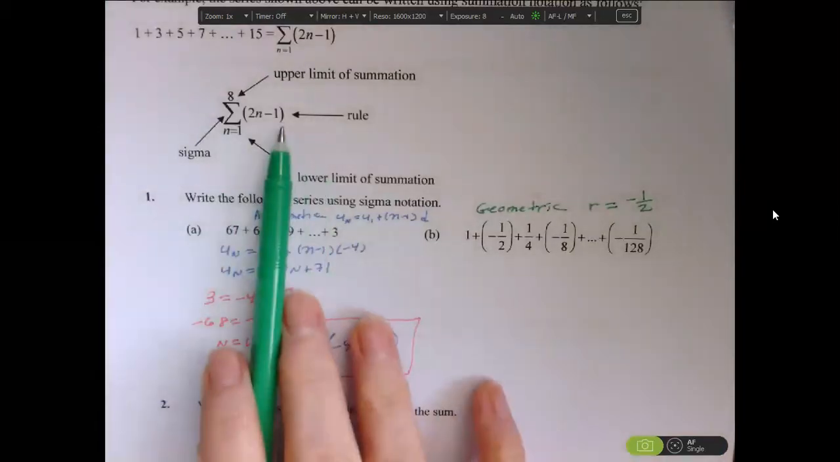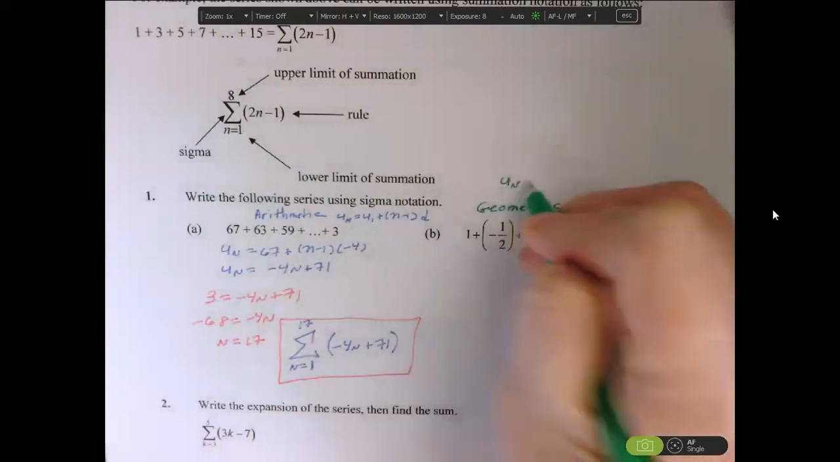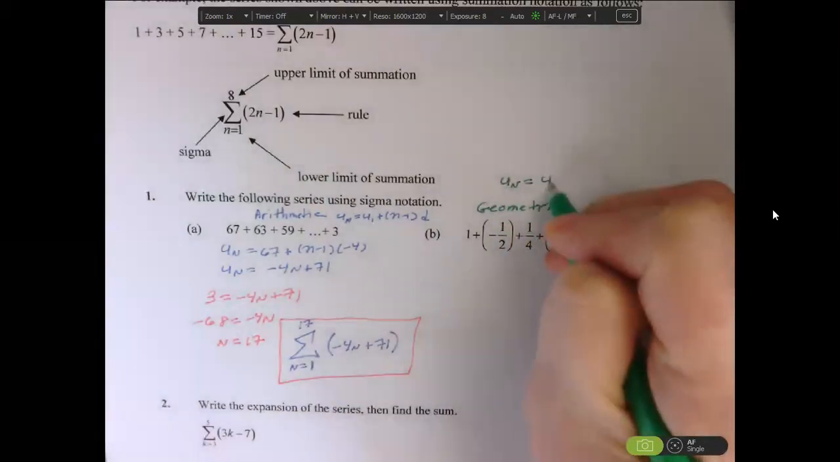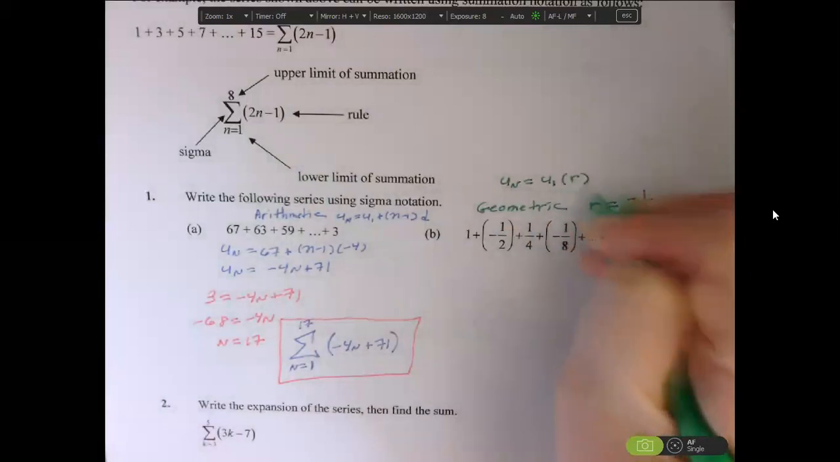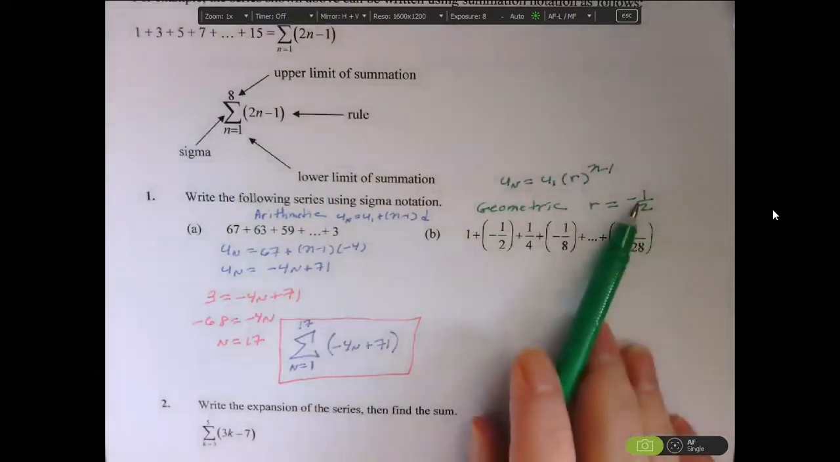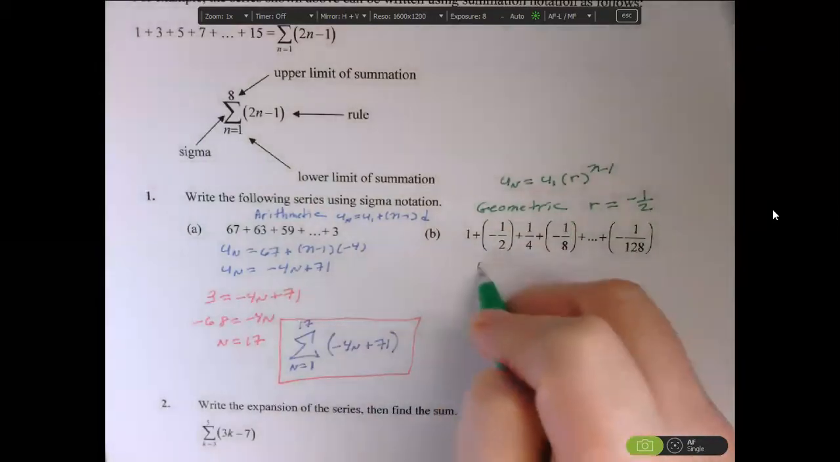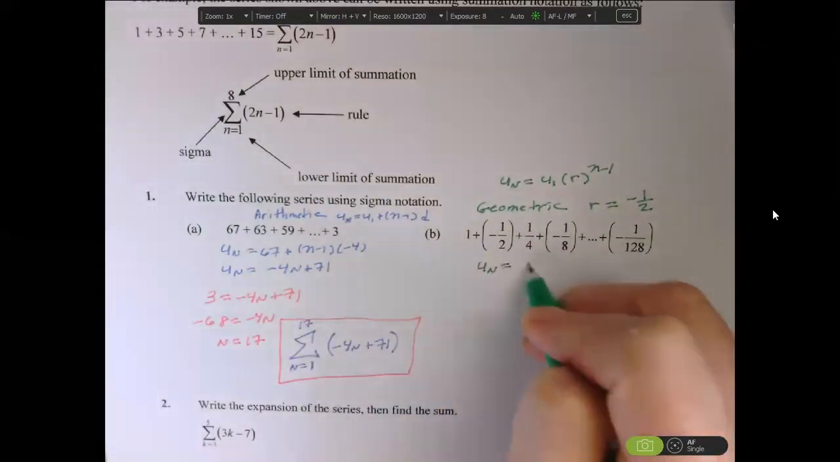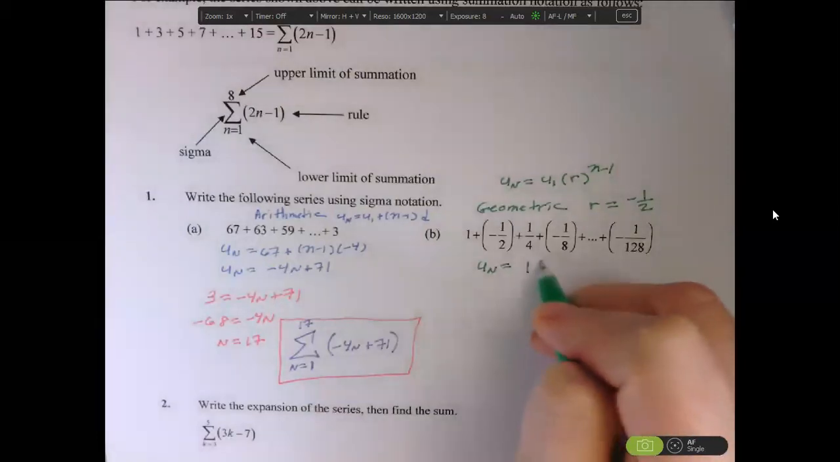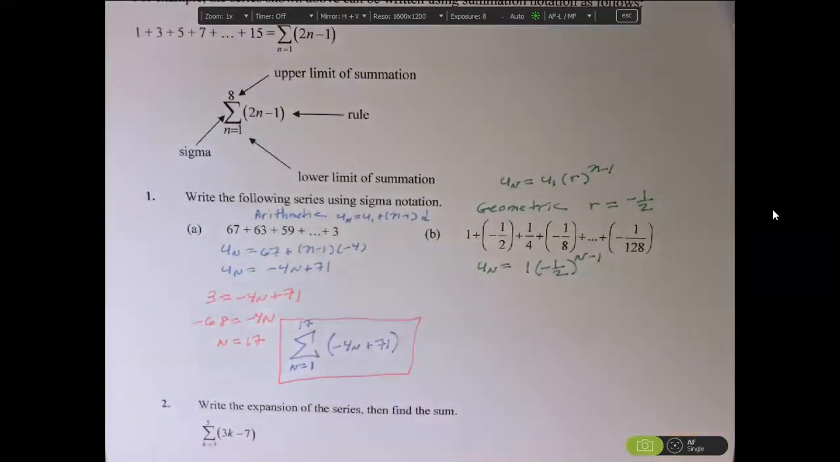Okay? So again, you need the same thing you did before. We need the formula basically for a geometric sequence. So let me remind you of what that is. U sub n equals u sub 1 times r to the n minus 1 power. Since my r is negative, we're going to be good and put it in parentheses like we're supposed to. So u sub n is equal to u sub 1, which is technically a 1, times negative 1/2 to the power of n minus 1. That was easy. You don't have to do anything else with that.